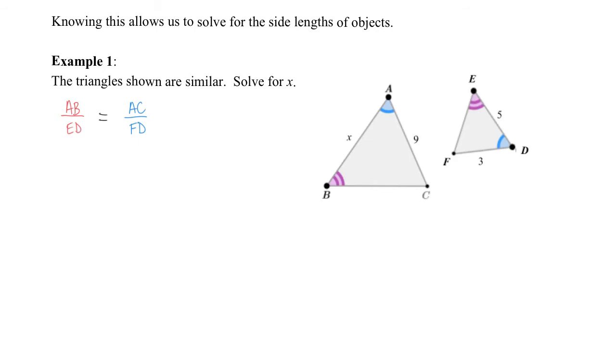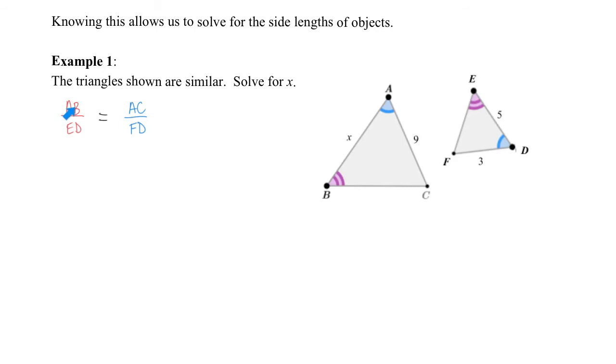Now, a couple of things about your proportion. First of all, it doesn't matter if this fraction is over here and this one is over here. That doesn't matter. Okay, it's an equation, so you can flip it if you want to. It also doesn't matter if you chose to put the smaller triangle on top. The only time that will come into play is when you're actually calculating for the scale factor. We'll talk about that in a couple of minutes. So it doesn't matter if you choose to put the bigger triangle on top and the smaller triangle on bottom, or vice versa.